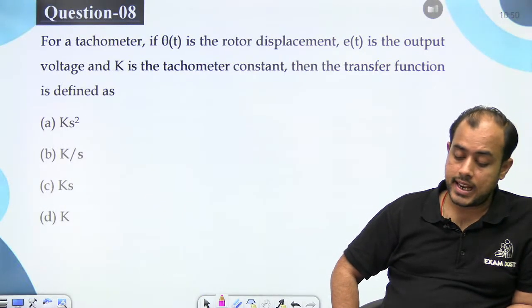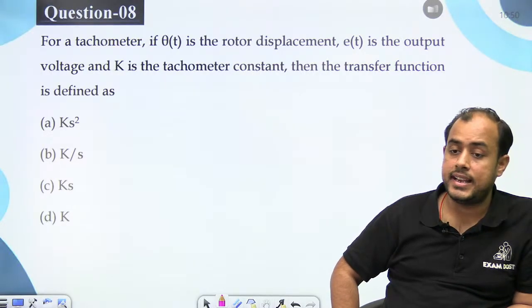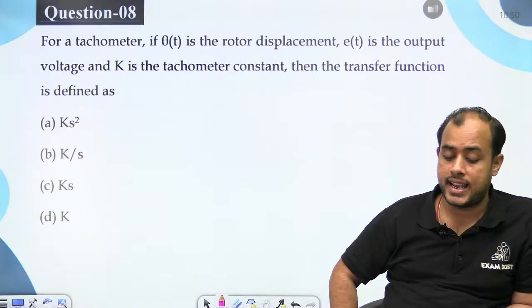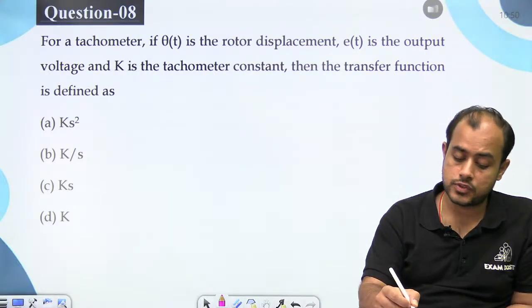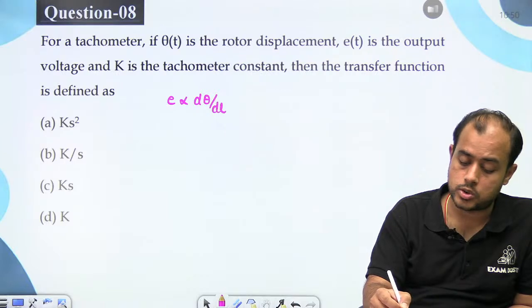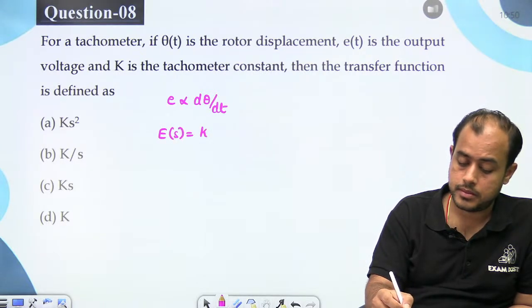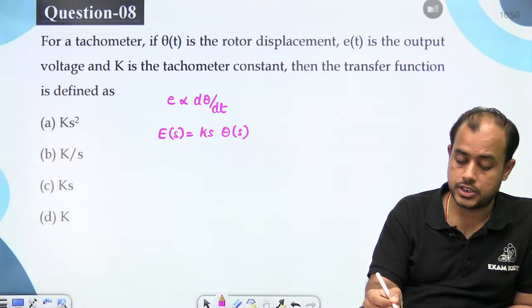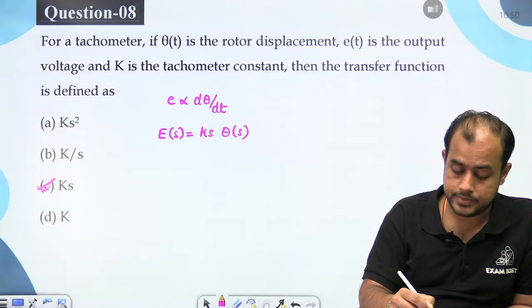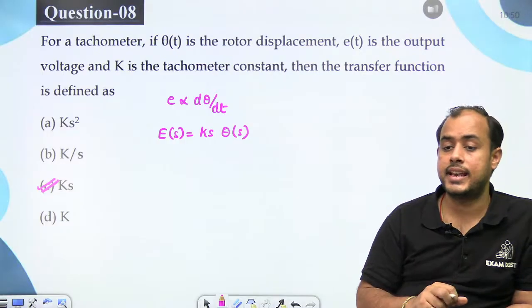ESE 2011 for a tachometer, theta is the displacement, E is the output voltage, K is the constant, transfer function? For a tachometer, output is proportional to the speed. So transfer function is Ks. Ks. Remember this. Tachometer means Ks.